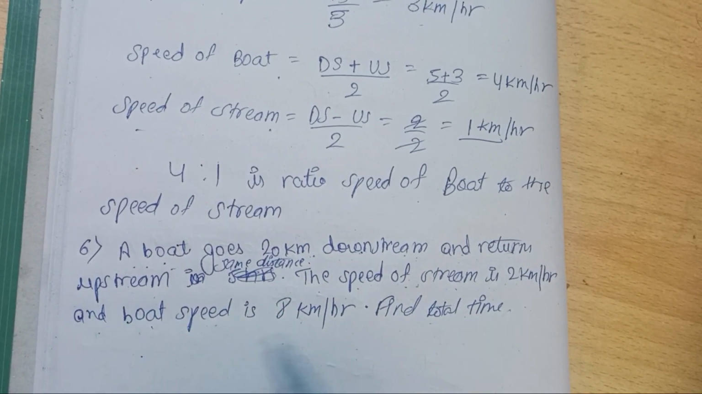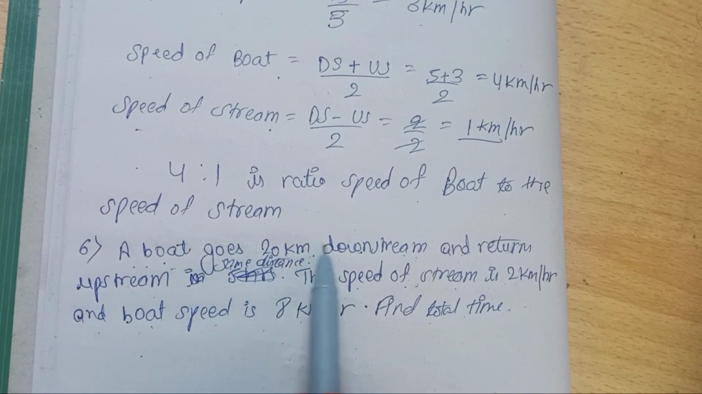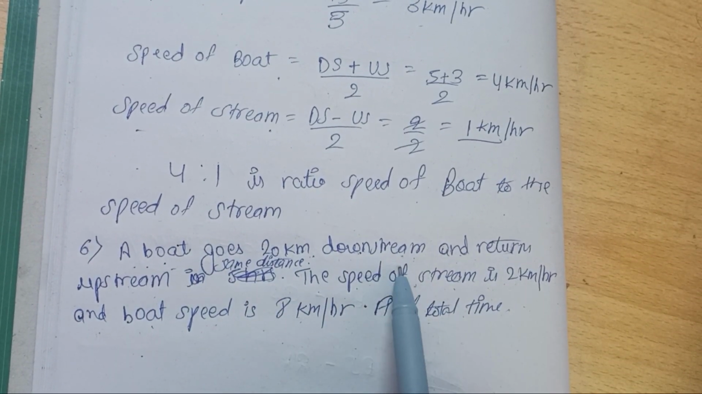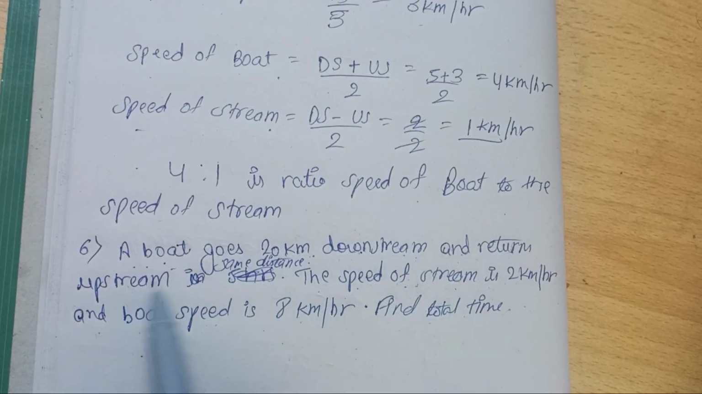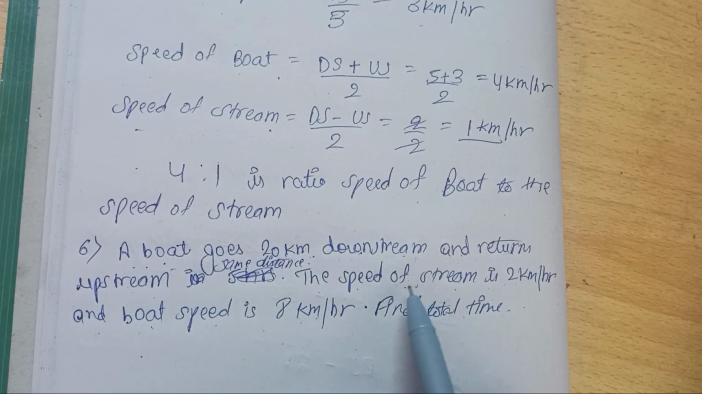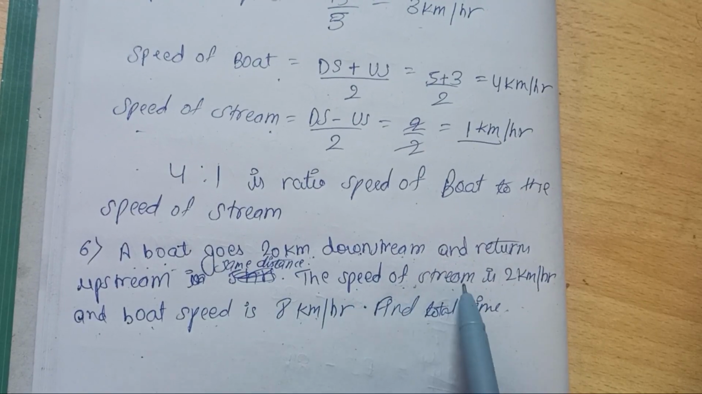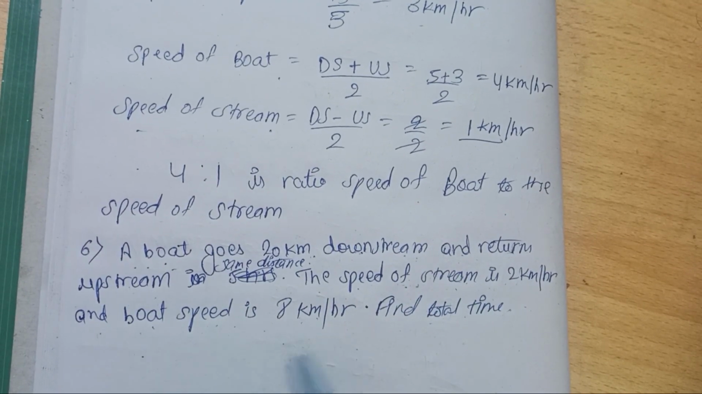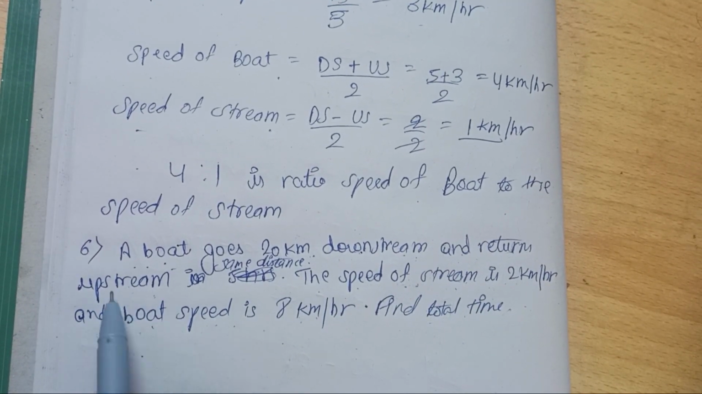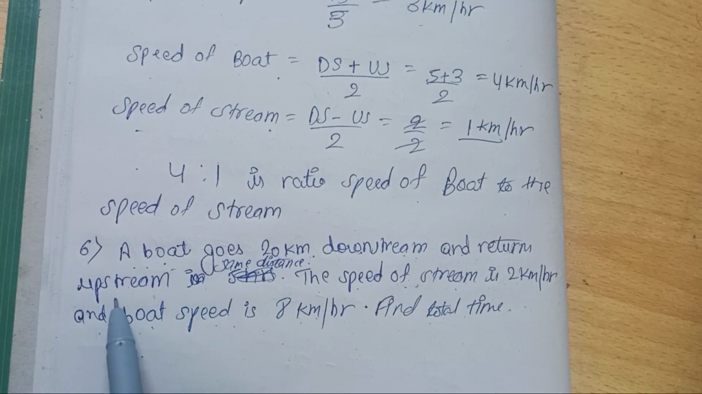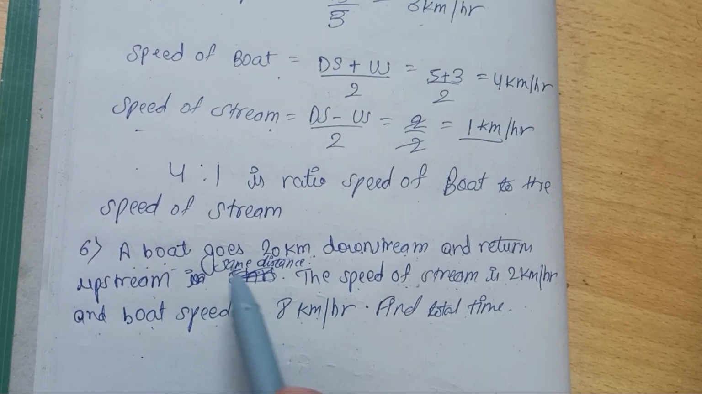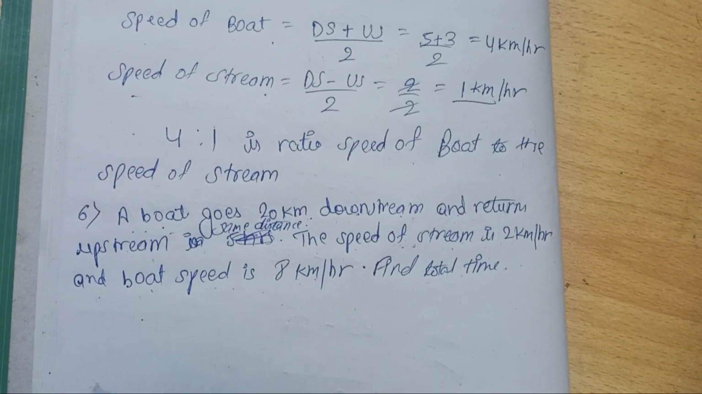So for that, what is given? Speed of the stream and speed of the boat. In case of the downstream speed, we will add both the speeds, and in case of upstream, we will subtract the speed of the stream from the boat speed. Once we calculate the downstream speed and upstream speed, we can easily calculate the time taken by both. So let's start with the problem.